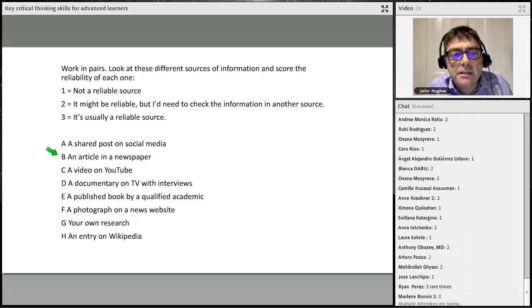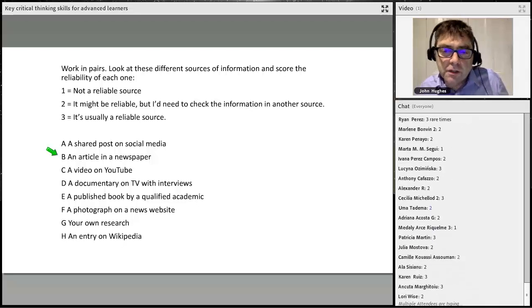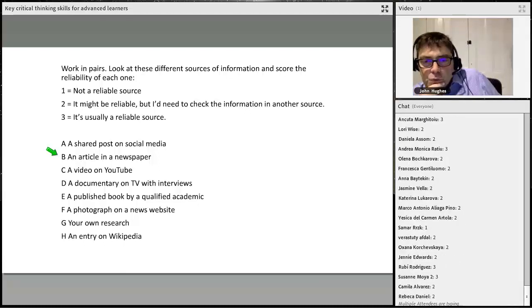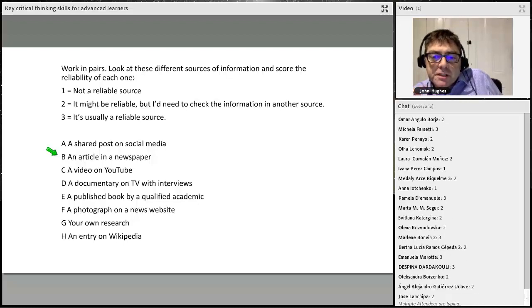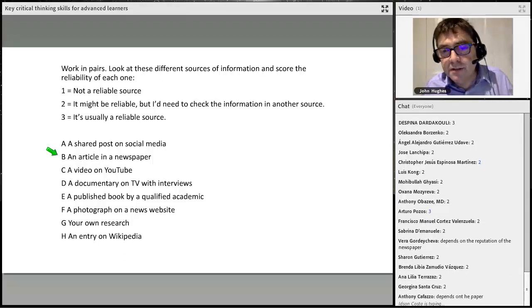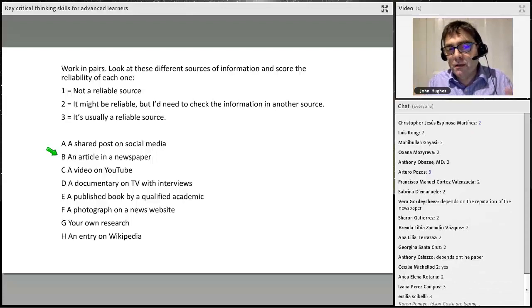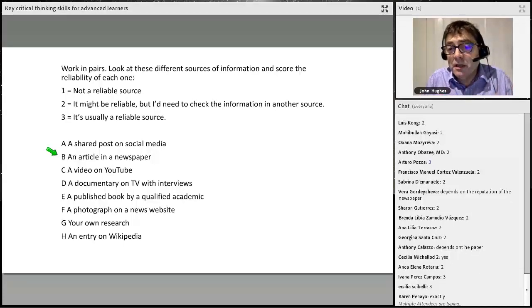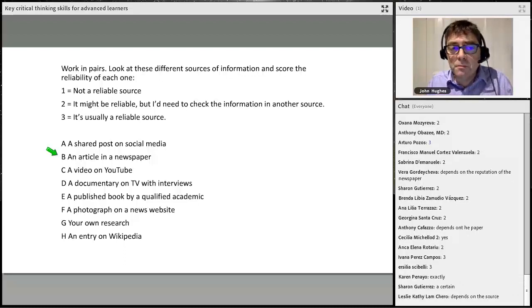What if I said the source was an article in a newspaper? What score would you give it then? 2s? 1s? The question that students usually start asking is, well, it depends on the newspaper, which is obviously a good answer. Yeah, somebody's just written, depends on the reputation of the newspaper. That's actually the question, because there are some newspapers that might be typically very reliable and others that aren't. But that's good, useful classroom discussion. It means that students have to think about the quality of the source.